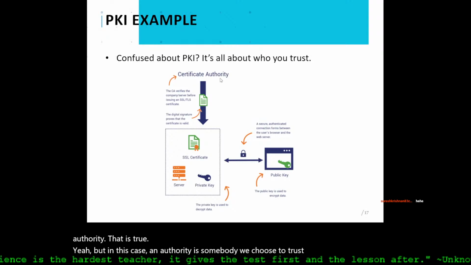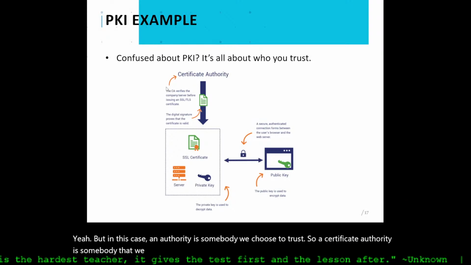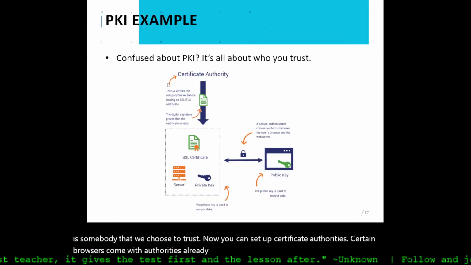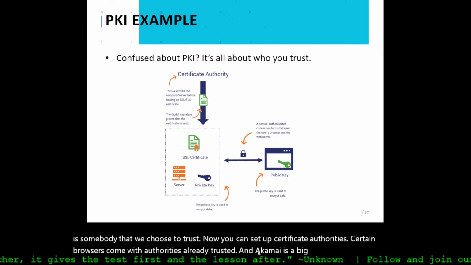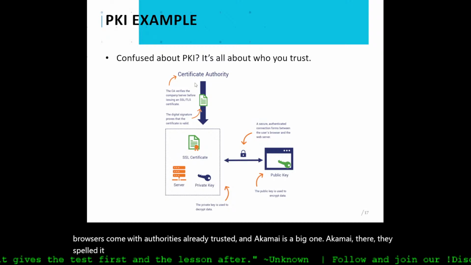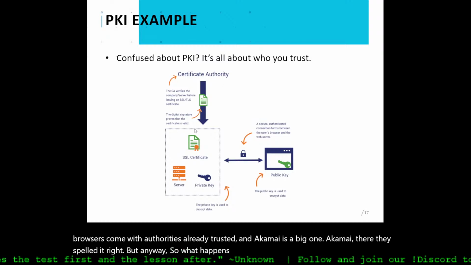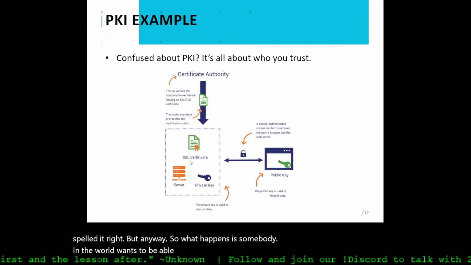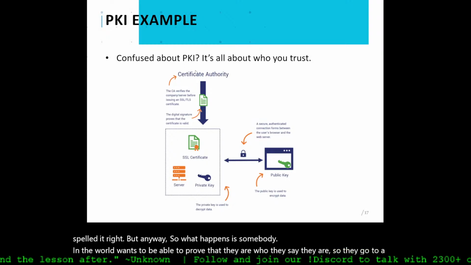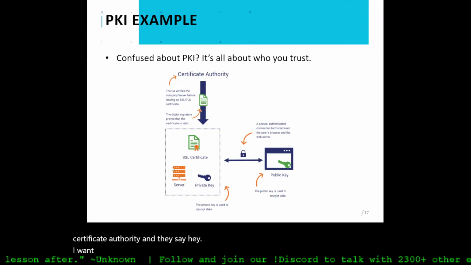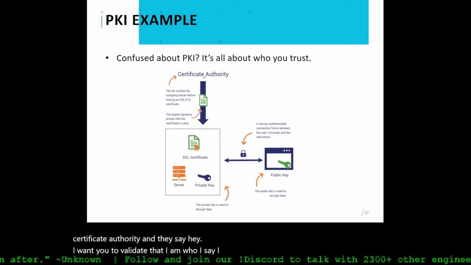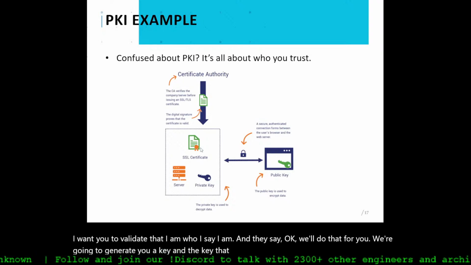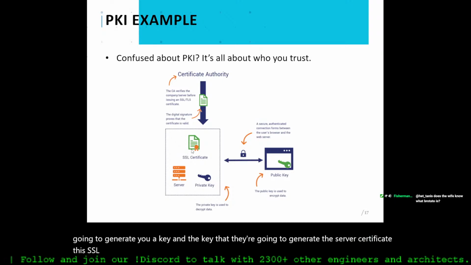So a certificate authority is somebody that we choose to trust. Now, you can set up a certificate authority. Certain browsers come with authorities already trusted. But anyway, what happens is somebody in the world wants to be able to prove that they are who they say they are. So they go to a certificate authority and they say, hey, I want you to validate that I am who I say I am. And they say, okay, we'll do that for you. We're going to generate you a key. And the key that they're going to generate, this server certificate, this SSL certificate, is going to be private.